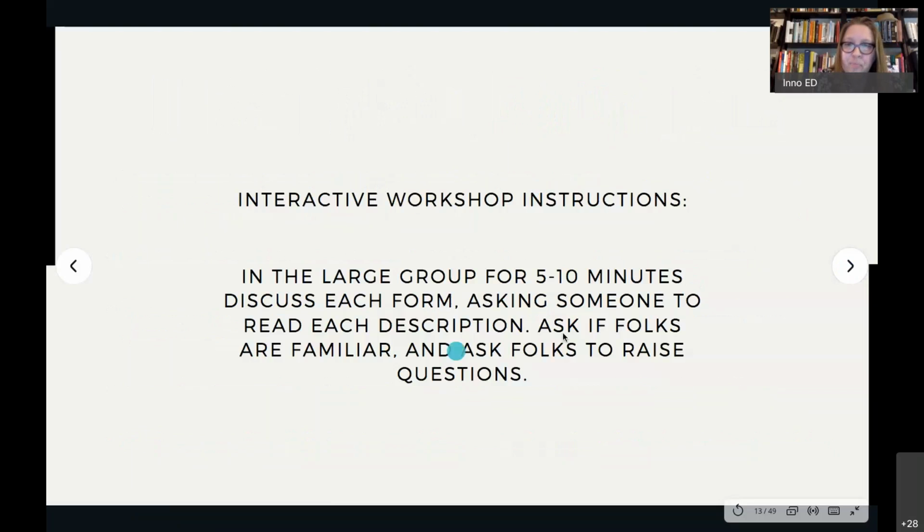In this time, if you were running an interactive workshop, you'd spend 5 to 10 minutes in the full group just talking a little bit about those forms, asking if someone can read the descriptions, and asking if folks are familiar. Usually some folks are and some folks aren't, and just a little bit of getting comfortable with those basic descriptions that we've put forward.